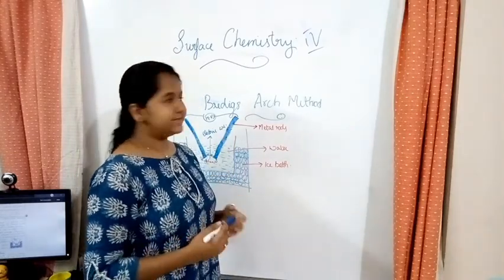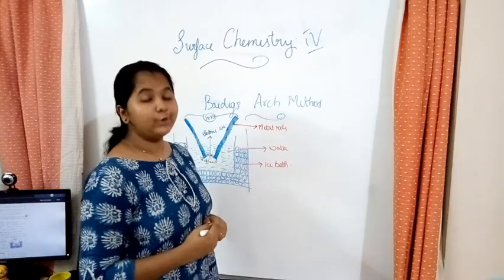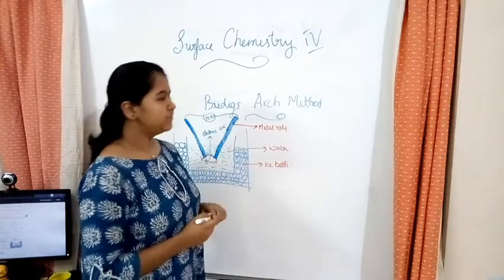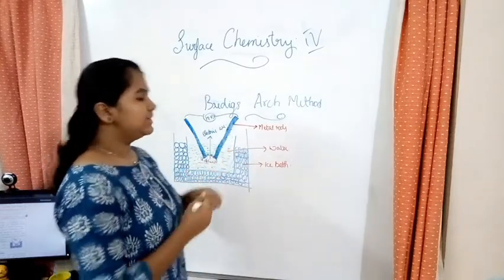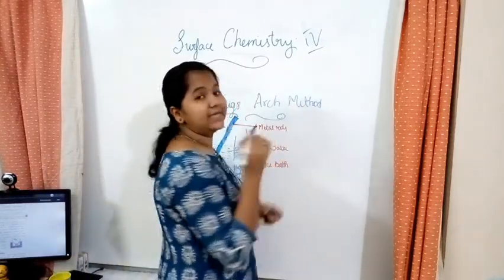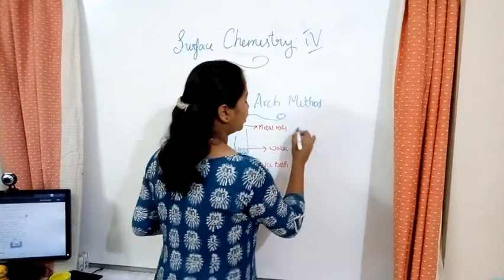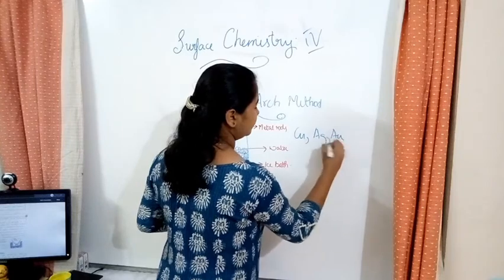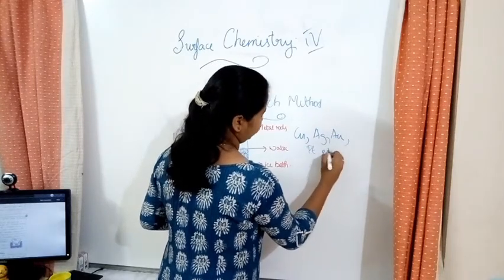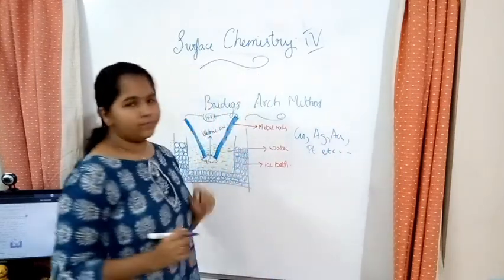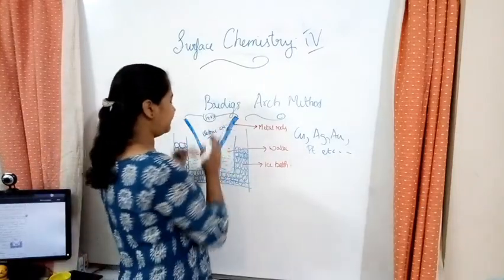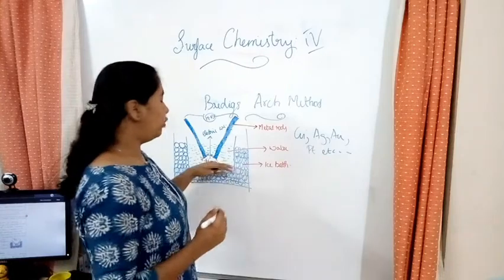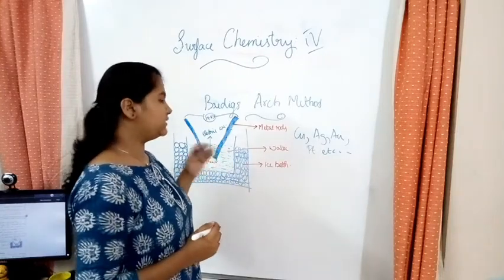So the first method of preparation of lyophobic colloids is Briggs arc method. This is used for making colloids of copper, silver, gold, platinum, etc. Over here, two metal rods are dipped in the dispersion medium. Over here it's water; usually it's taken as water.